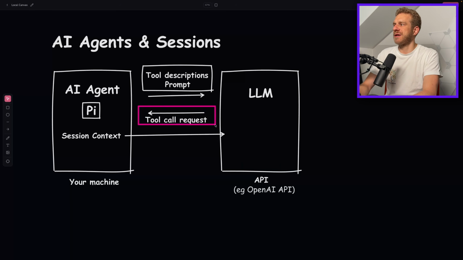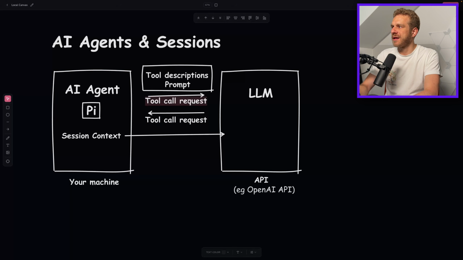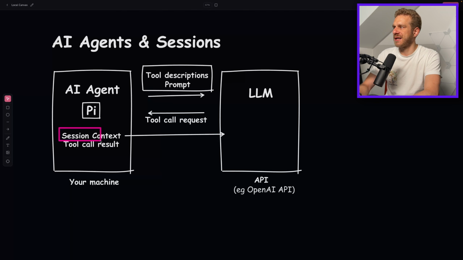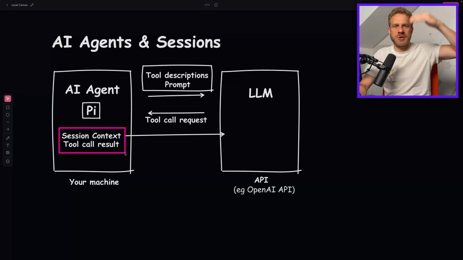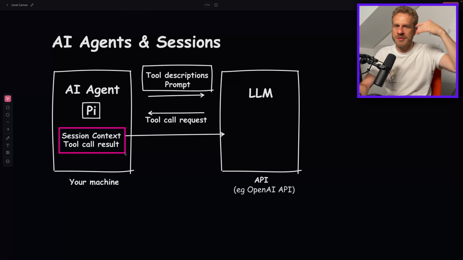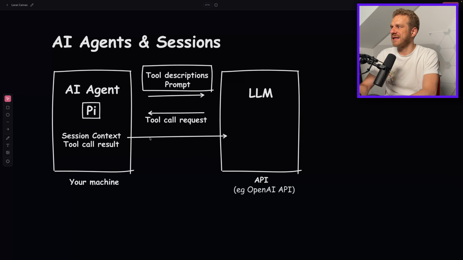Anyways, that tool call request is then received by the agent, or by the harness if we want to be precise, and then the tool is executed on your system, the file is read, and then the result of that, so the tool call result, is sent back to the large language model and is also part of that session context, because ultimately it's of course that session context that builds up with all those prompts, with all those answers, with all those tool call results and so on, and that is always sent to the model.